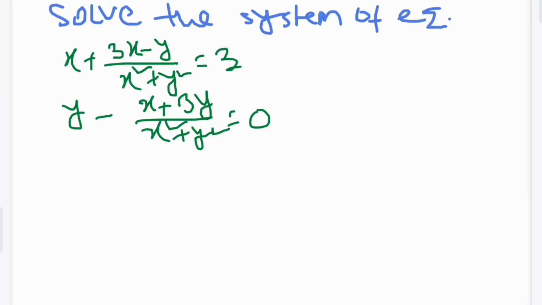So guys, we are going to solve a system of equations: x plus (3x minus y) over (x square plus y square) equal to 3, and y minus (x plus 3y) over (x square plus y square) equal to 0. Okay, so let's mark them by 1 and 2. You know what, I'm not going to solve in a typical way, that's quite boring. Let me teach you a very interesting way.